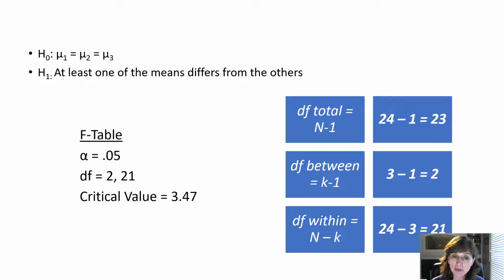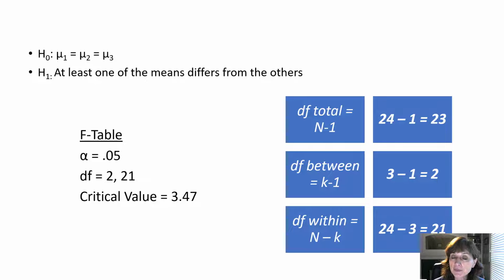The critical value we're going to end up with when we look that up is 3.47. All right, so now what we have are degrees of freedom total. The way we calculate that is just big N minus 1. So big N, that's everybody in our research study. That's our total N, our total sample size, which was 24. So 24 minus 1 is 23.